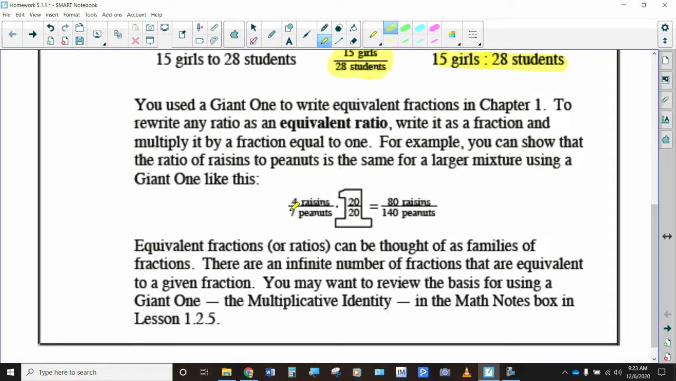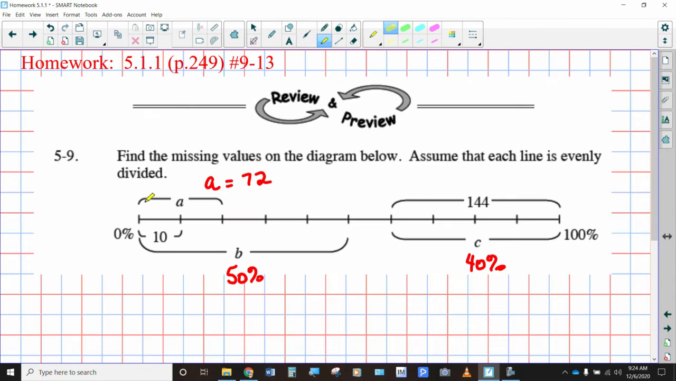So taking this situation, if you've got some sort of a recipe that calls for a ratio of, for every 4 raisins, you have 7 peanuts, and you wanted to increase, not double the size, not triple the size, but increase the size of that ratio by 20 times, you'd have to multiply the number of raisins times 20 and the number of peanuts times 20 to create this equivalent ratio. So this whole idea of equivalent ratios is the same as equivalent fractions. We've done this a lot.